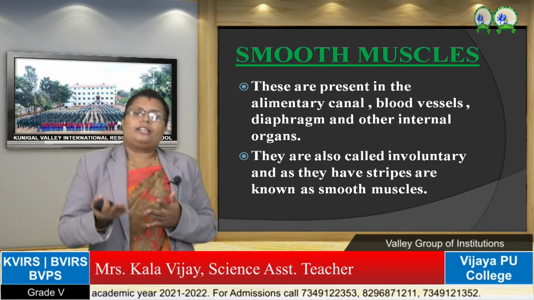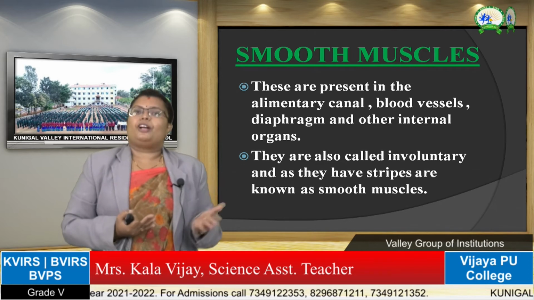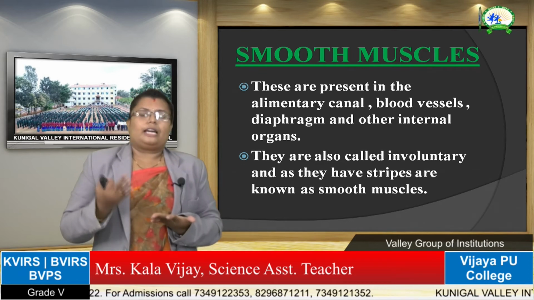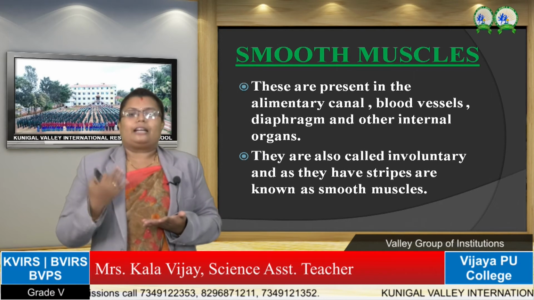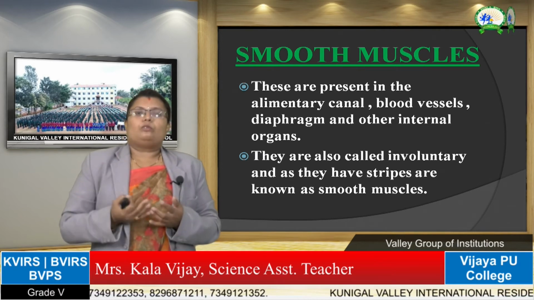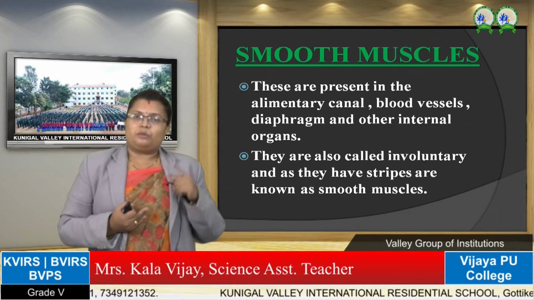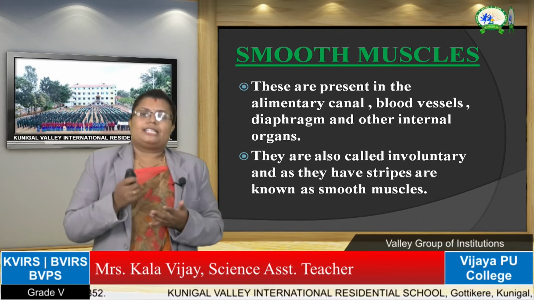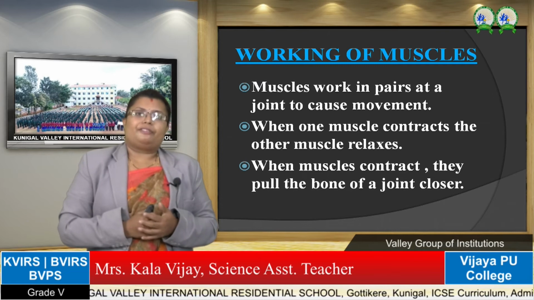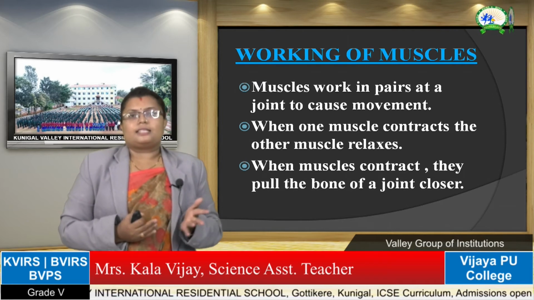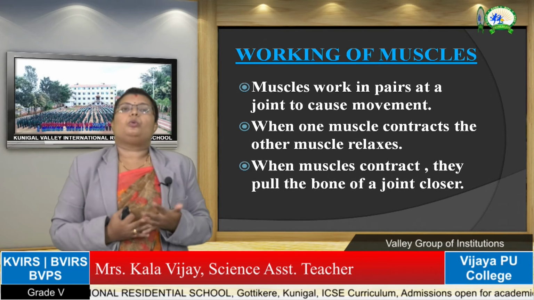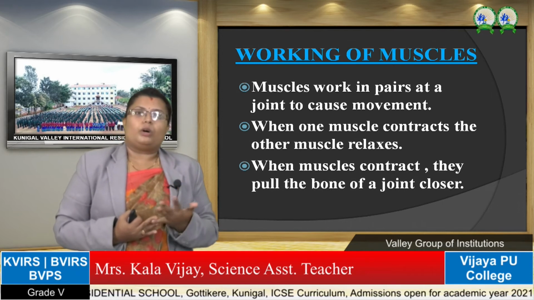They are protecting the internal organs. Yes, internal organs also work without our control. They are not under our control, so they are also called involuntary muscles. Even the smooth muscles also have stripes on them. Fine? Yes, so you learnt about the different types of muscles. Now you have to learn how the muscles work.